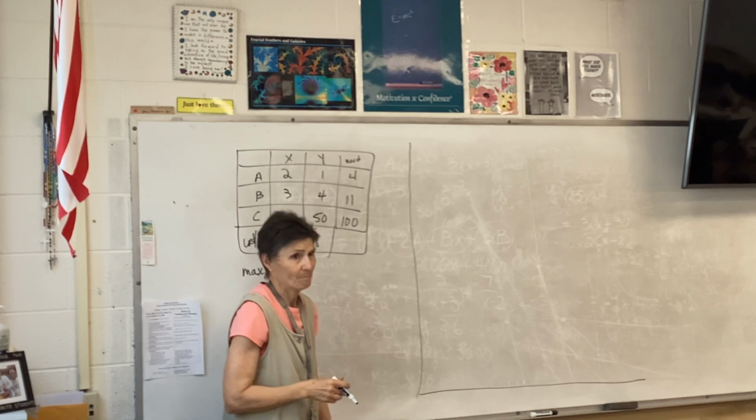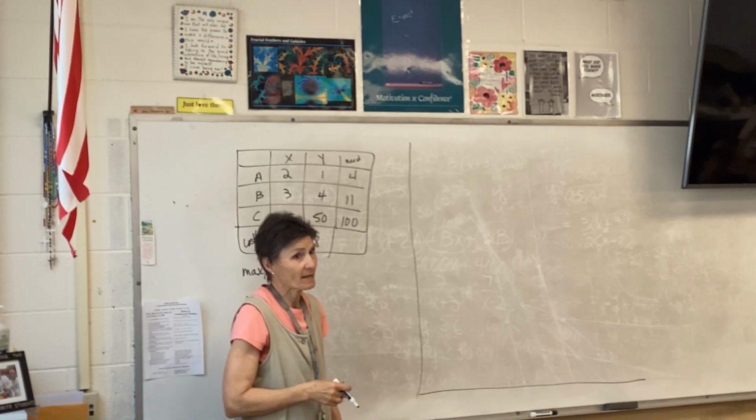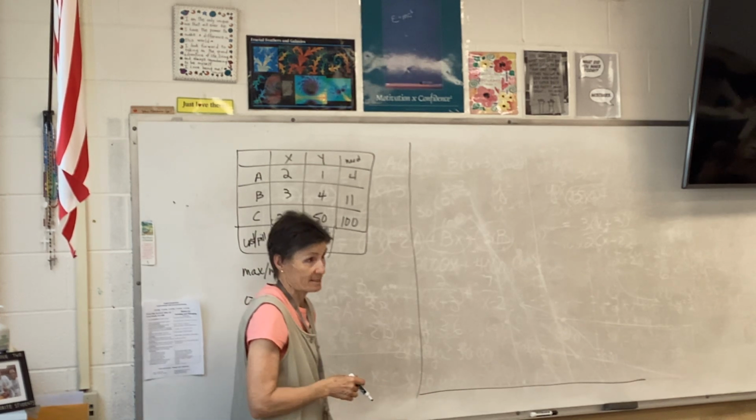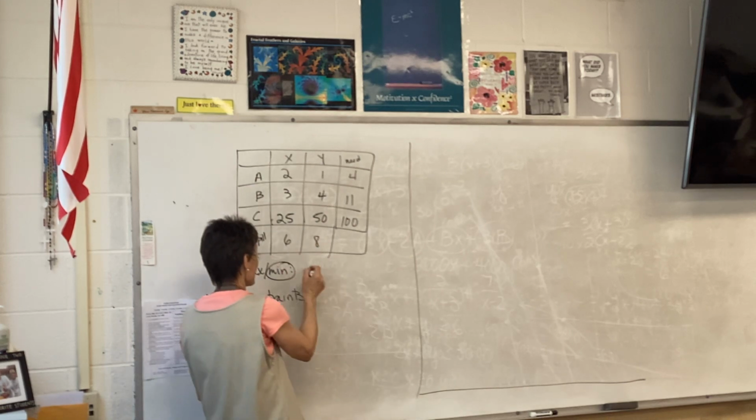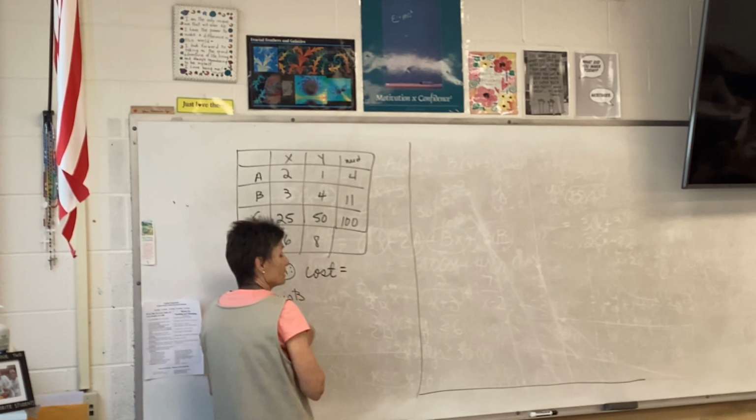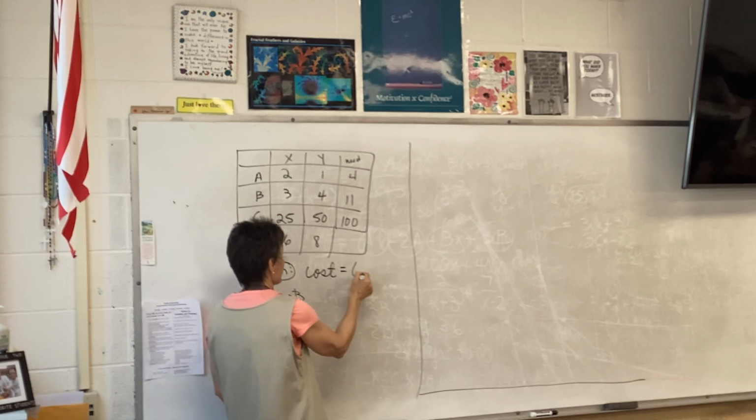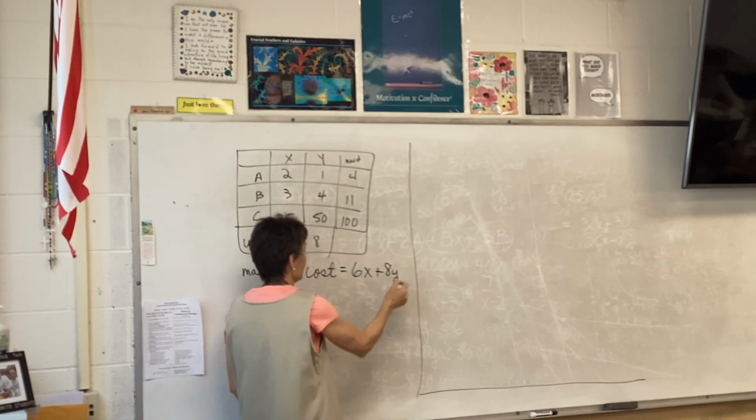What does that mean? Most economically is just a fancy way of saying cheapest. So we want to minimize the cost, and the cost is 6x plus 8y.